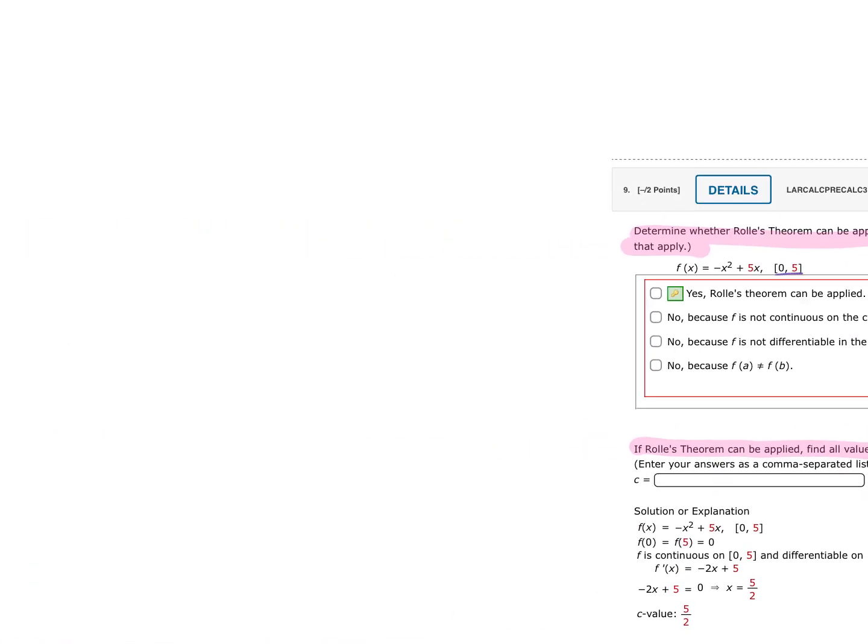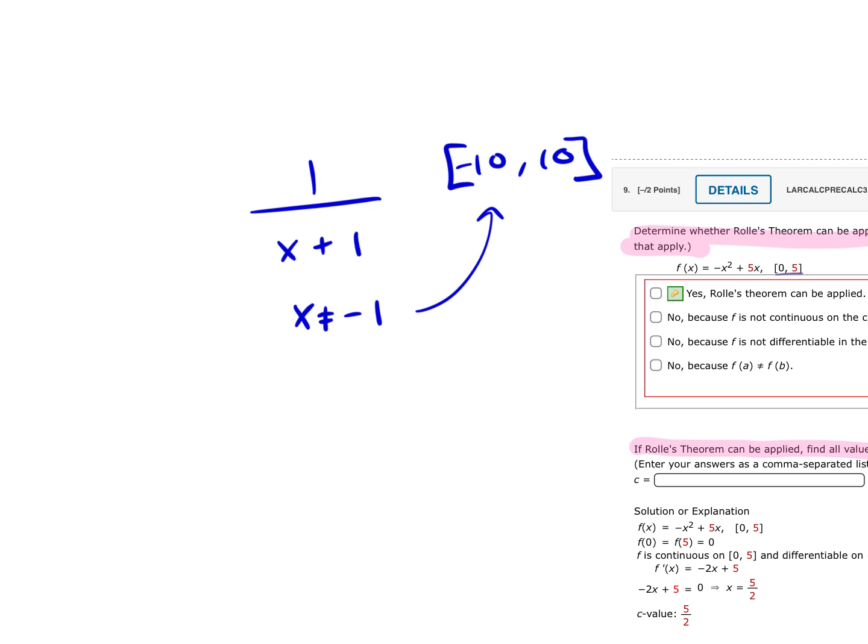So when would it not be continuous? Let's say we had 1 over x plus 1 on the interval from negative 10 to 10. What could x not equal here? x can't equal negative 1. Is negative 1 in our interval? Yes, it is. So this would be not continuous.